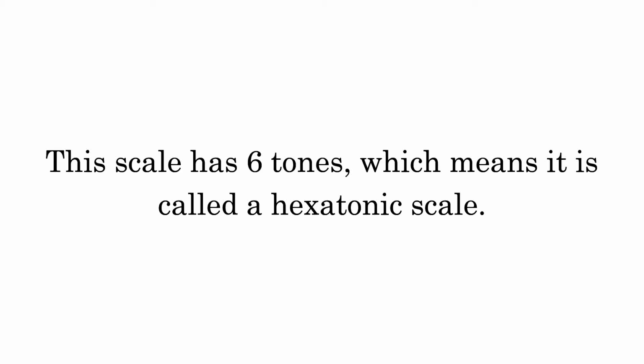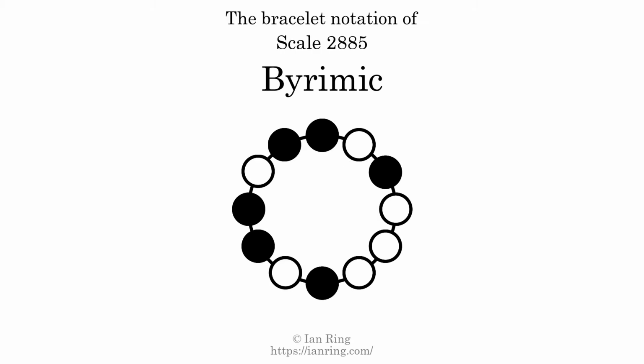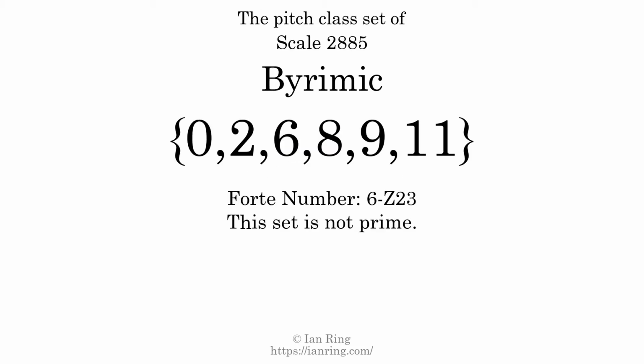This scale has 6 tones, which means it is called a hexatonic scale. This is a bracelet notation diagram of scale 2885. The shaded circles represent tones that appear in the scale, and they are read clockwise, starting at the top. The pitch class set for this scale is 0, 2, 6, 8, 9, 11. The Forte class is 6Z23.